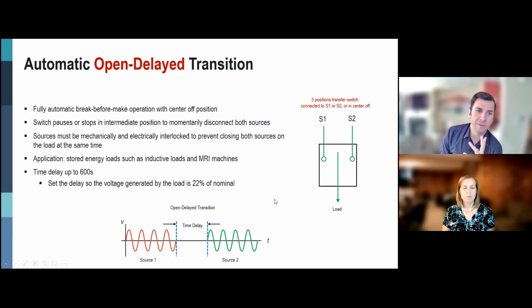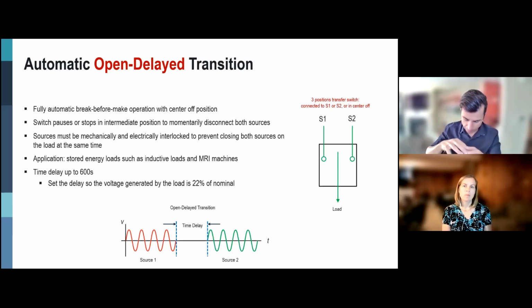A typical application for the open delay transition is when you're switching a load with stored energy, such as a large motor, an MRI machine, or big capacitors. If you switch too fast between live sources, when power is removed from the source, the load becomes a generator. If it's a capacitor, it will have voltage at its terminals. If it's a motor, that motor will continue to spin, and that inertia will generate flux, which induces voltage at the output terminals of the motor.